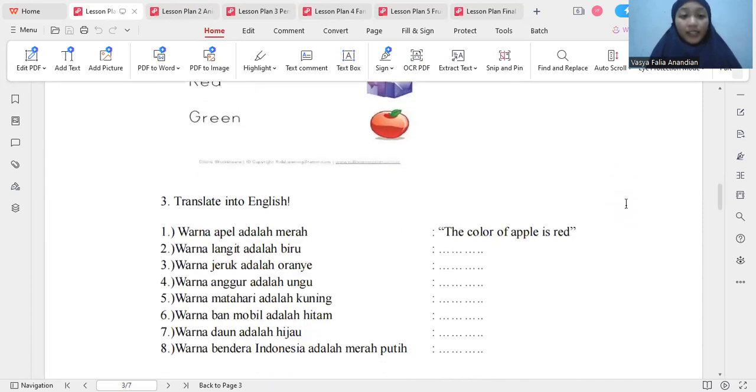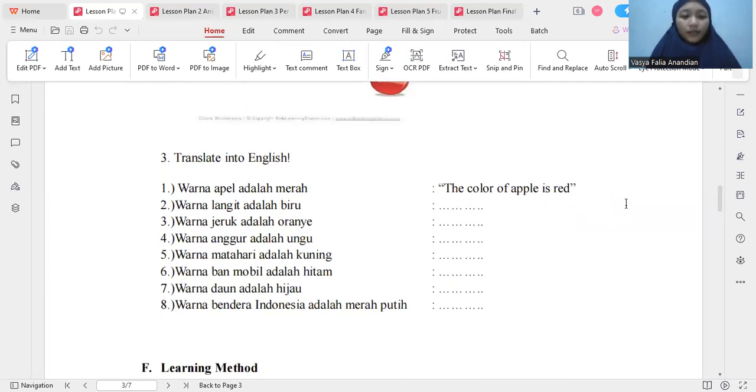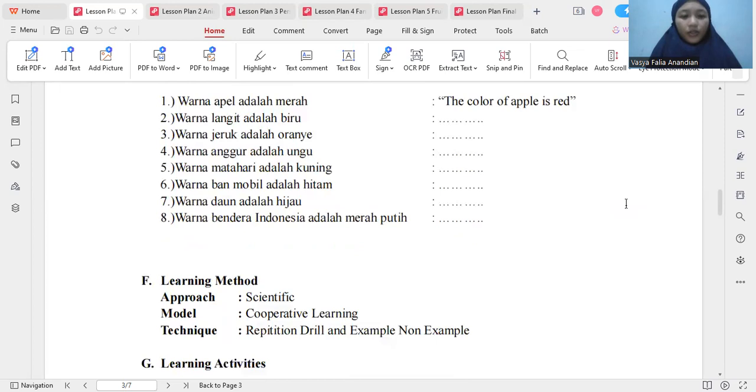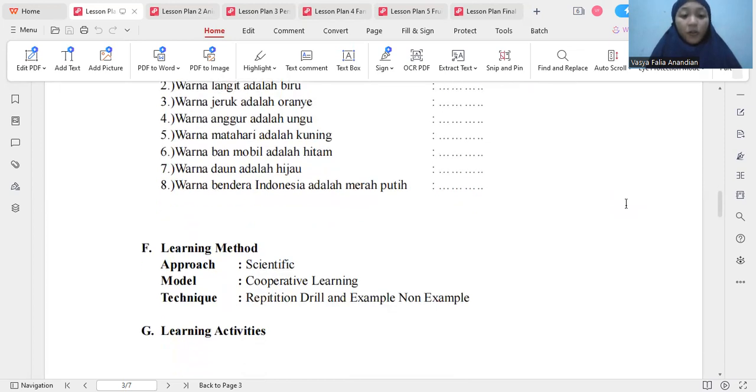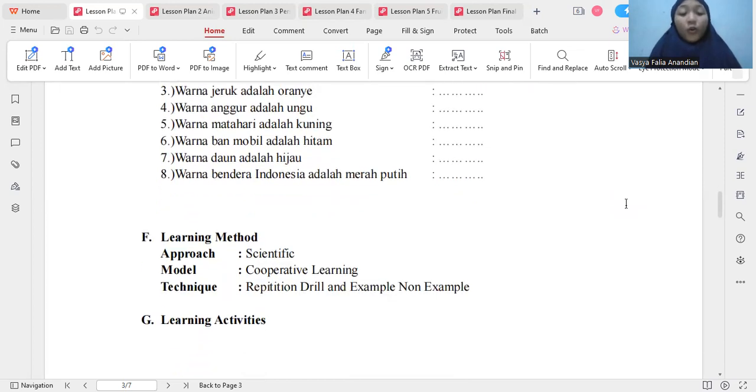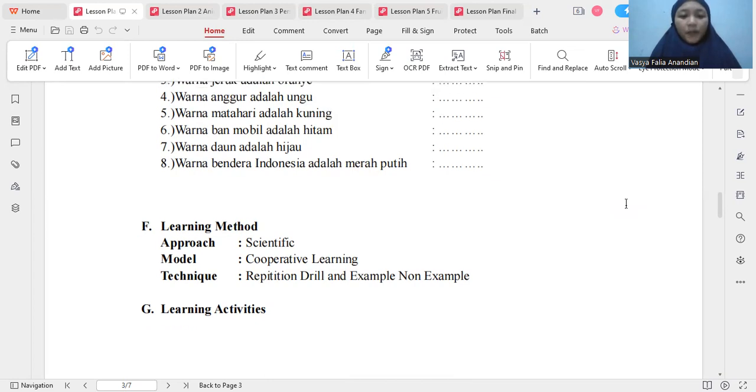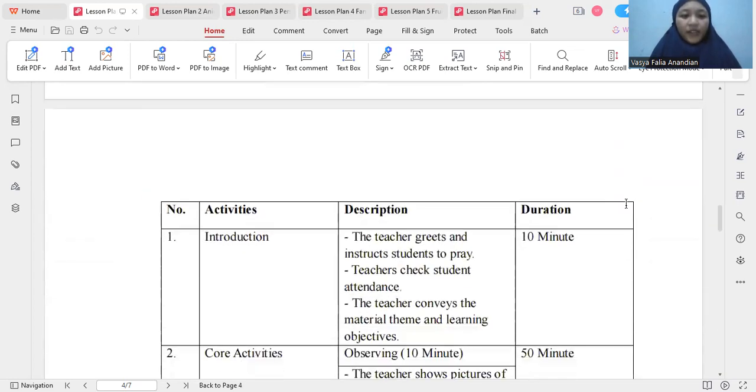So the third is translate into English. Example, first, "warna apel adalah merah." So they can translate it into English. The color of an apple is red. So the learning method, the approach are scientific, model cooperative learning, technique, repetition, drill, and example, non-example learning activities.